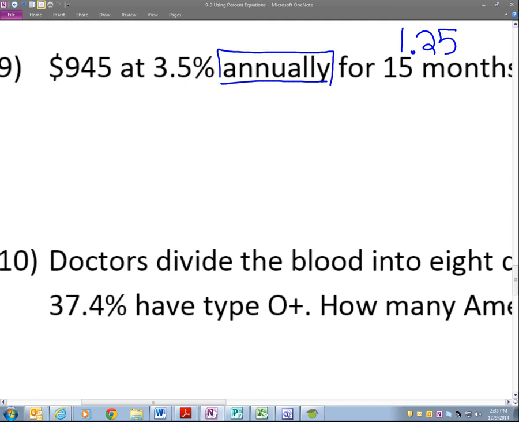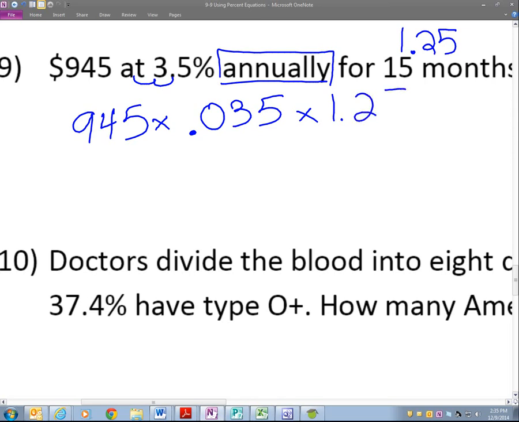1.25. So I'm going to do 945 times, move that over twice to get it into a decimal, 0.035 times 1.25. That's how I'd find that one out without using the proportions.